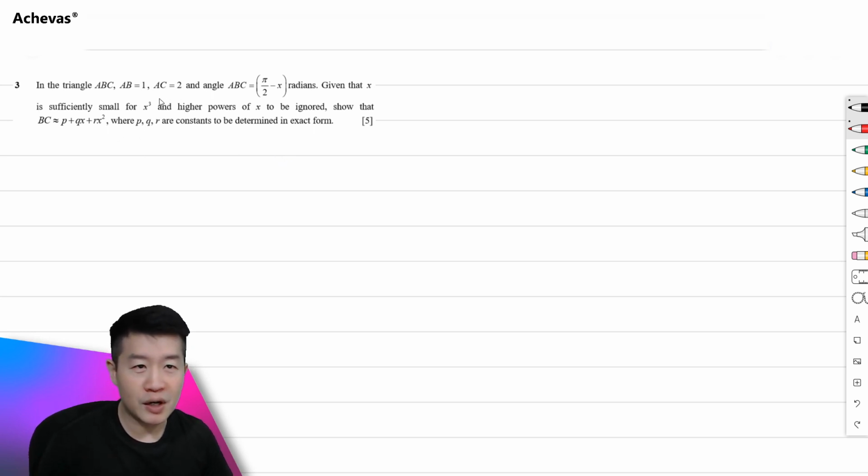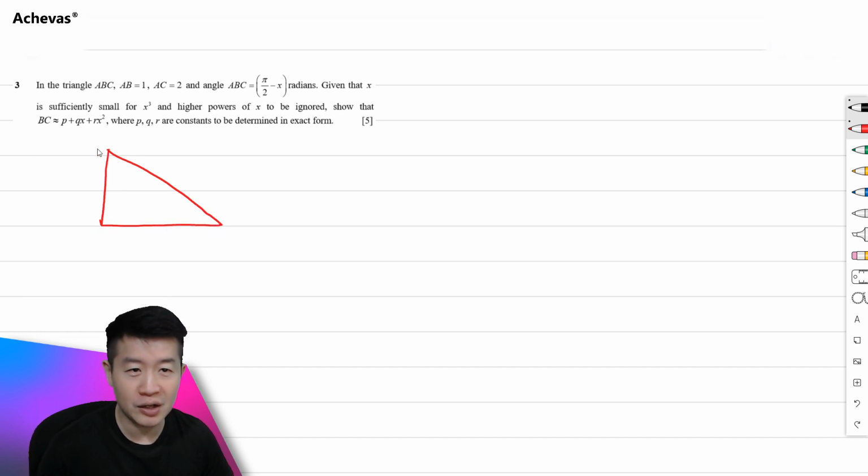Question number 3, we are looking at a triangle ABC, and the angle ABC is pi over 2 minus x. Pi over 2 is 90 degrees, and the question says that x is sufficiently small. So I'm going to do a quick sketch, and I want to explain why my sketch looks this way. I am intentionally making angle ABC look somewhat like 90 degrees. So pi over 2 minus x, where x is small, will be here.